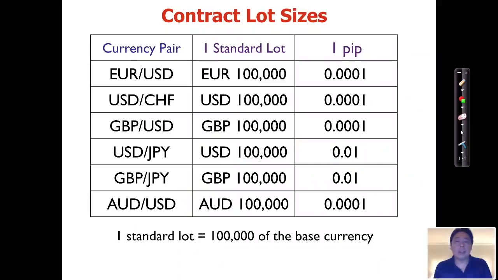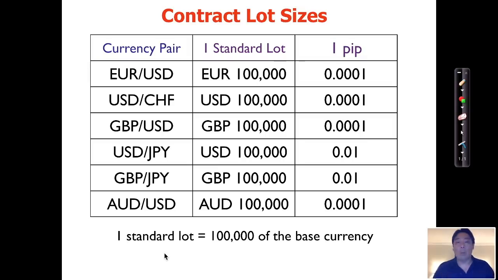The next thing to understand is contract lot sizes. In the forex markets, when you buy or sell, you're buying units of currency in lots. One standard lot is always 100,000 of the base currency. So if you buy 1 lot of Euro USD, you're buying 100,000 euros. If you buy 1 lot of dollar franc, you're buying 100,000 US dollars. And again, 1 pip is the 4th decimal place for non-yen pairs, and for yen pairs like dollar yen and pound yen, the 2nd decimal place.